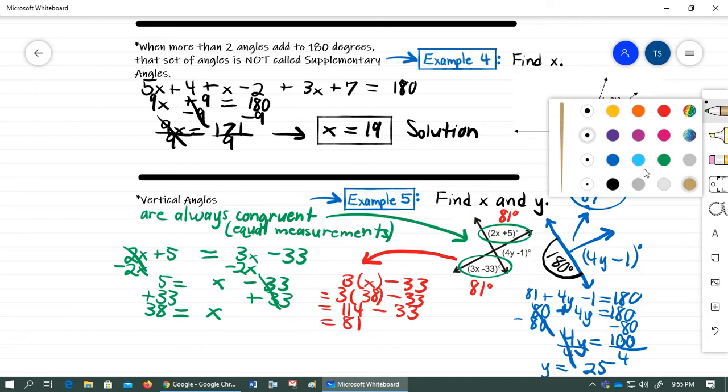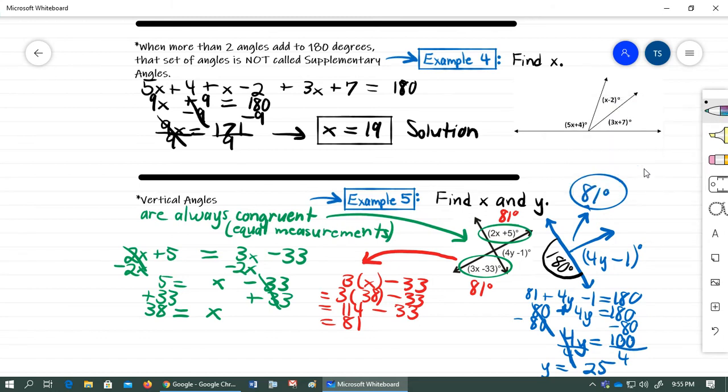What color can we use now? Let's try gold. No, I don't like that. Yeah, I do. Let's try gold. We'll do something else. It's okay.